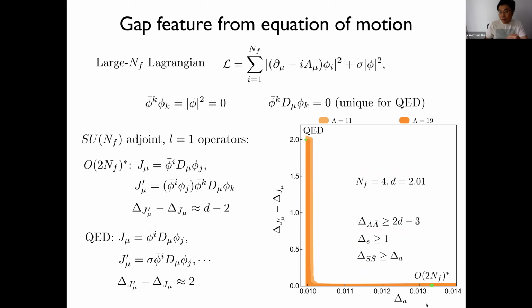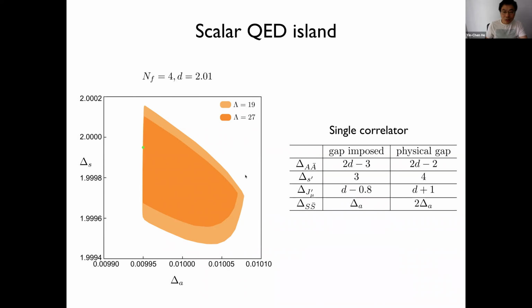So now you see that this gap feature, although it might be a little bit complicated to analyze, is at the end of the day nicely captured by the numerical bootstrap. And now what we can do is add a mild gap in this channel, and then we can get an island like this. So here is an island, again in 2 plus epsilon dimensions, with those gaps imposed. It's a single correlator bootstrap. So you see that the gaps we imposed are indeed pretty mild compared to the physical gap that we have here.